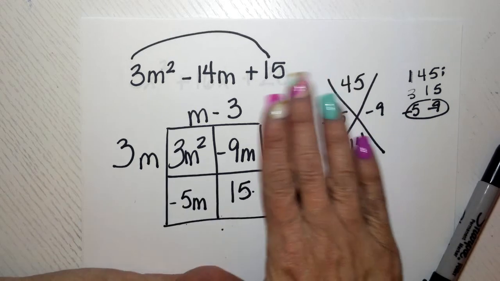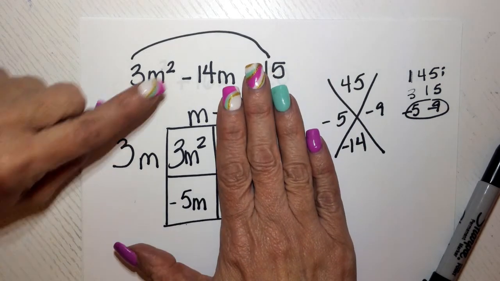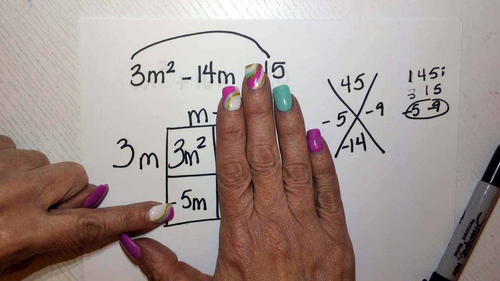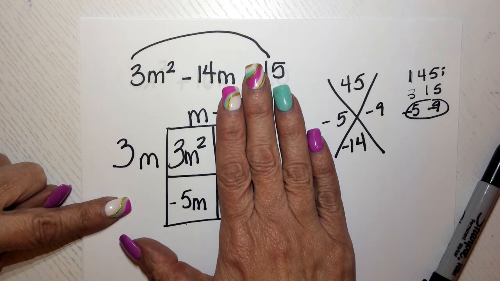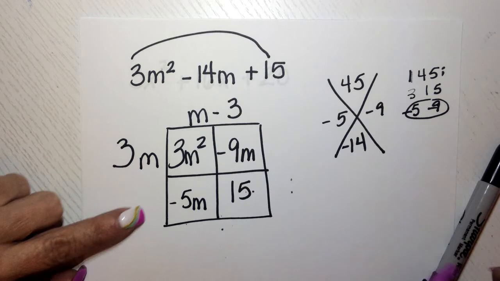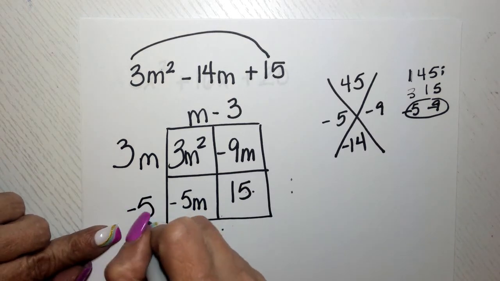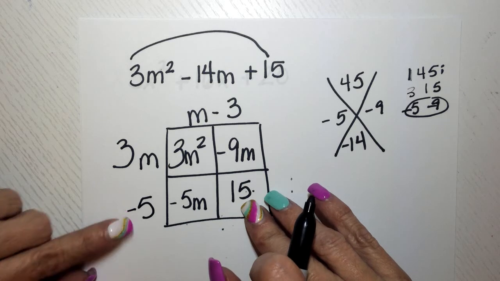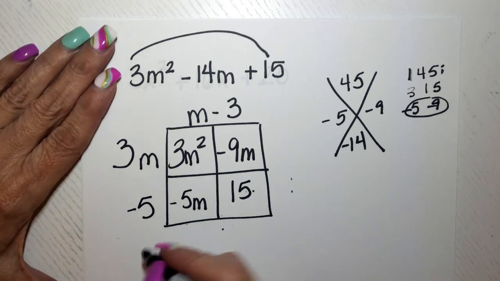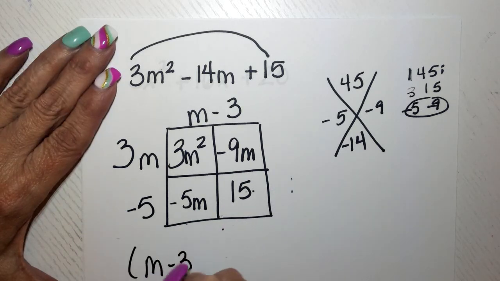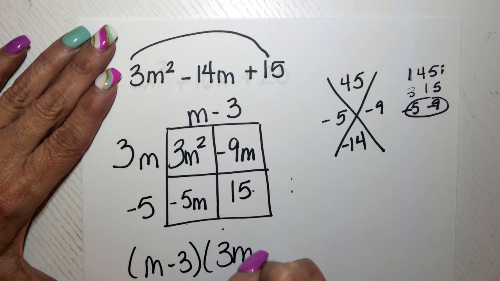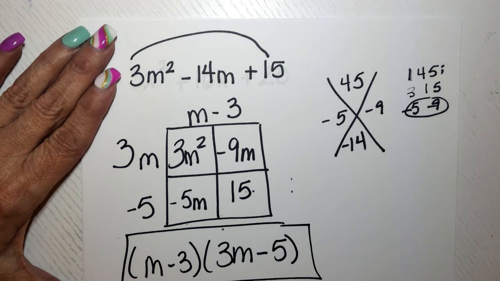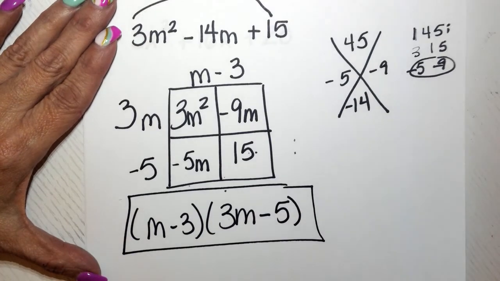Now I'm going to look at just this one right here. M times what would give me -5m? And I would need a -5 out here. -3 times -5 would give me +15. Okay, so that works there. So that means I've got m minus 3, 3m minus 5, and I'm going to tell you right now that that works. And that is your factors on that one.